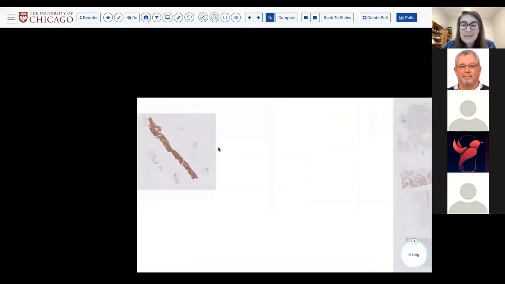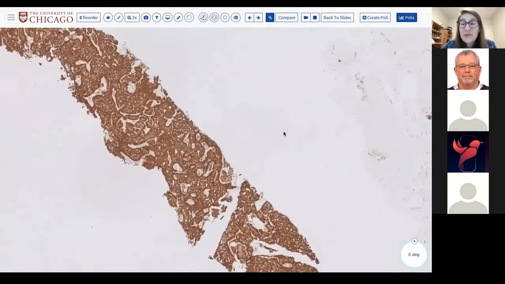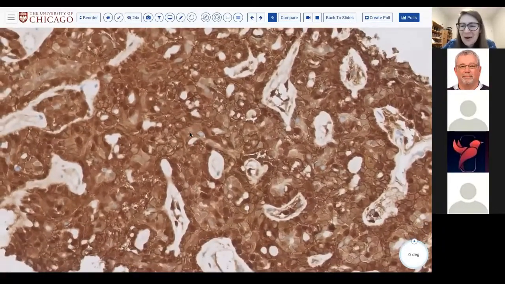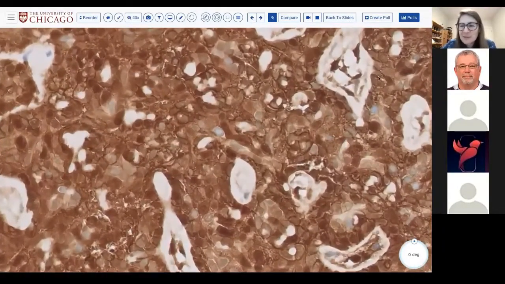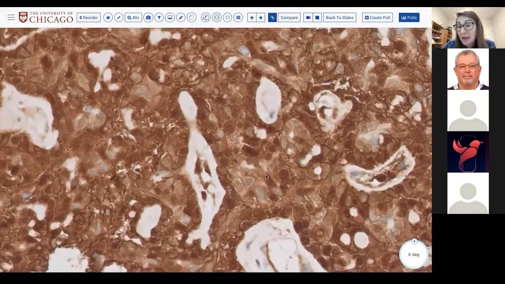So can you guess? Yeah, somebody already got it, exactly. So if you're thinking it's basal cell adenoma, which you're correct about, what stain might this be? It's a little challenging to interpret because it's like positive everywhere, but this is beta-catenin.